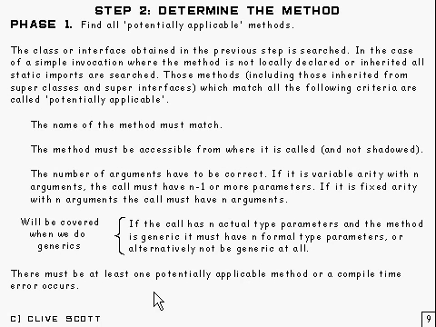So at the end of all that lot, you get a whole bunch of potentially applicable methods that you're going to use in the next phase, and you've got to have at least one potentially applicable method or you get a compiler error. Okay, so you then take that whole bunch of potentially applicable methods and you pass it to the next phase.